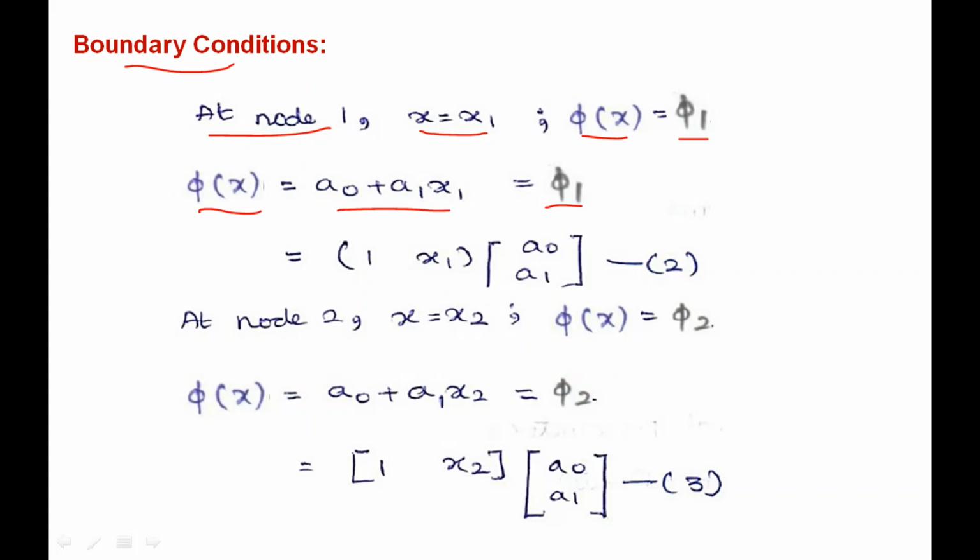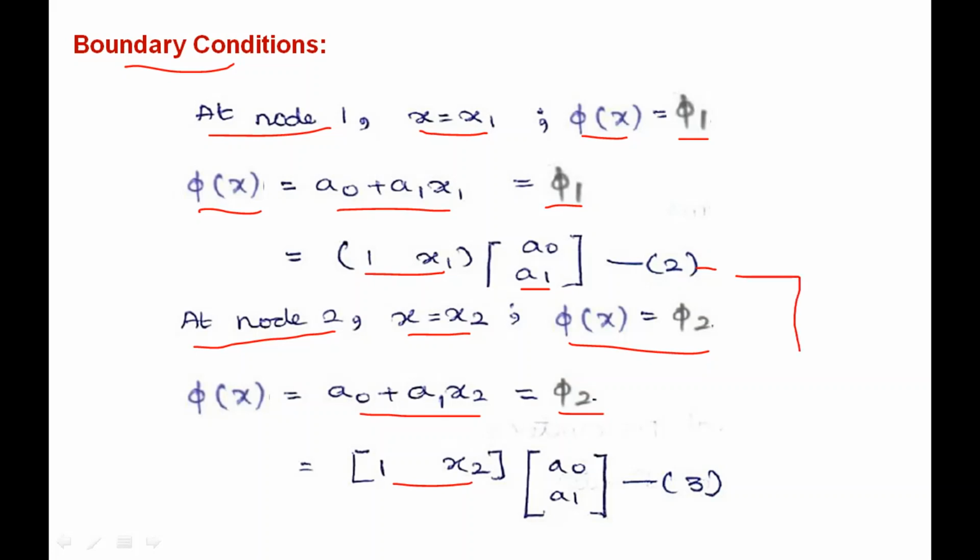So this same thing is converted into matrix form: 1 x1, a0 a1. At node 2, the second boundary condition, the nodal coordinate value is x equal to x2, phi of x is equal to phi 2. So phi of x equals a0 plus a1 x2 equals phi 2. Combining these two, this equation is also written in matrix form: 1 x2, a0 a1.